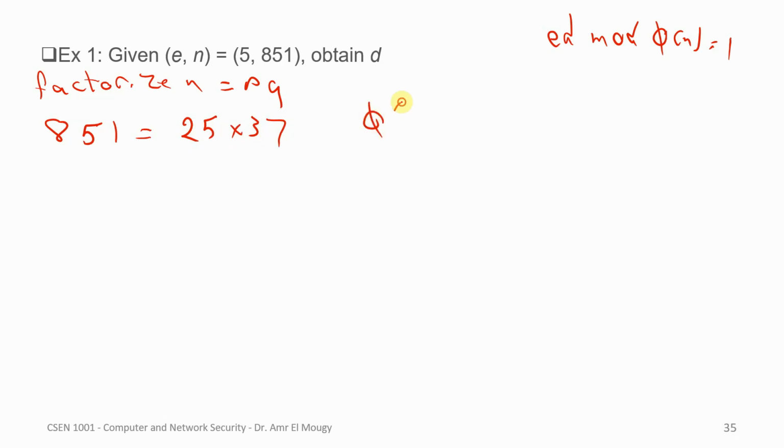Now you can calculate phi of 851 to be equal to p minus 1 multiplied by q minus 1. Sorry, 851 is 23 multiplied by 37. And so phi of 851 is actually 22 multiplied by 36, which is equal to 792. Now you have phi n.